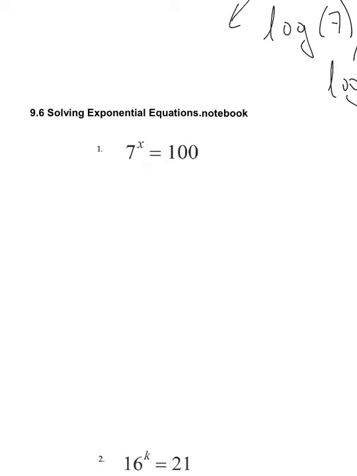7 to what power is equal to 100? Okay, 7 to the second. If x was 2, the answer would be 49. If x was 3, 7 times 7 times 7, let me double check it quickly, is equal to 343. So 2 is too small, 3 is too big. So the answer will be 2 point something.